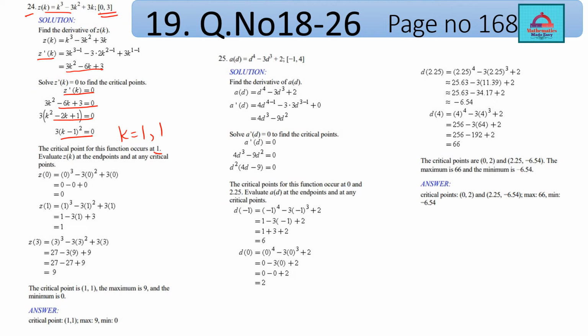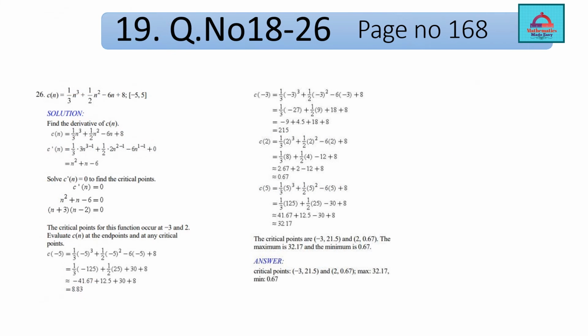The endpoints are 0 and 3. So you calculate z at 0, z at 1, z at 3. One is this value, this value, this value. So maximum is 9, minimum is 0, and the critical point is 1, 1. Similarly, question 25 and 26 is to be solved. Same steps we are following for each question. The only thing which is changing is numbers.